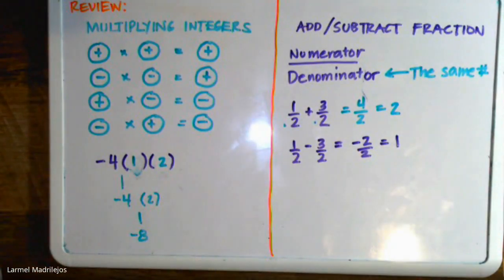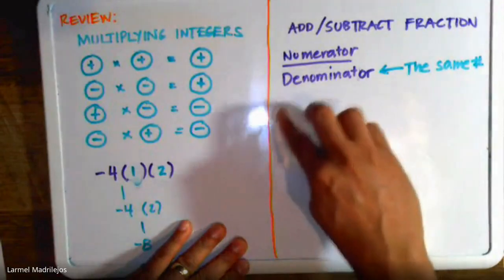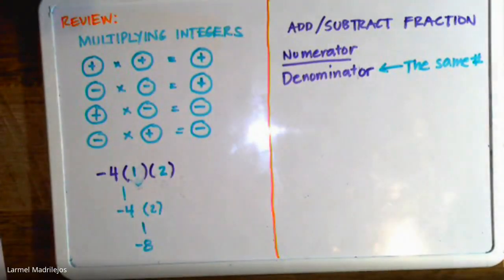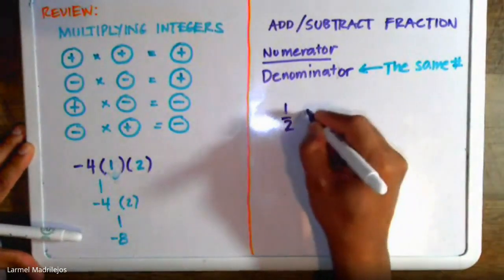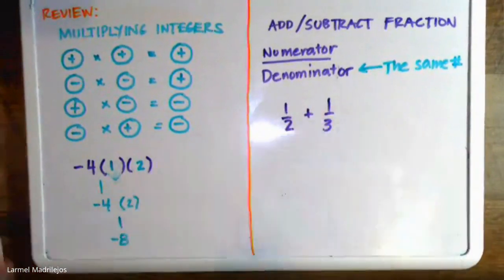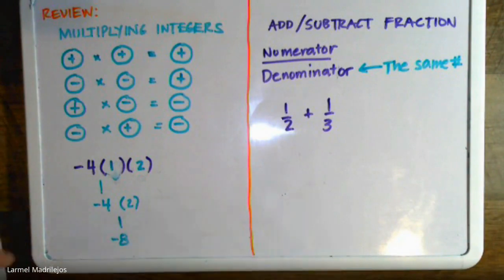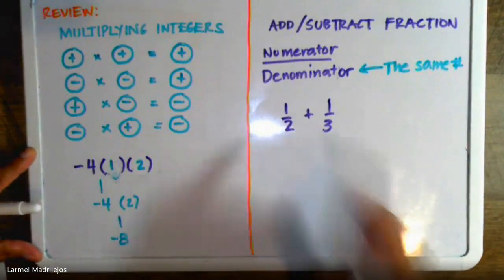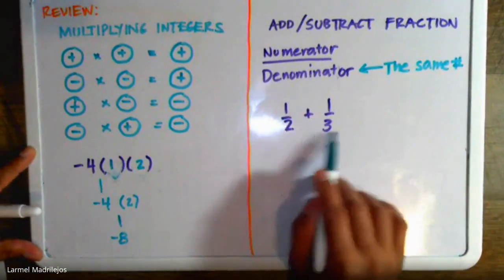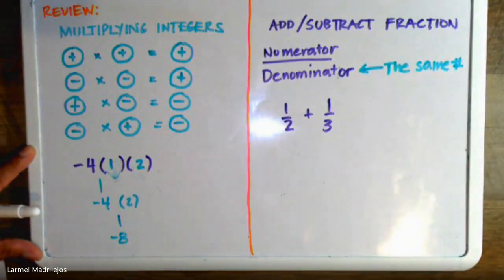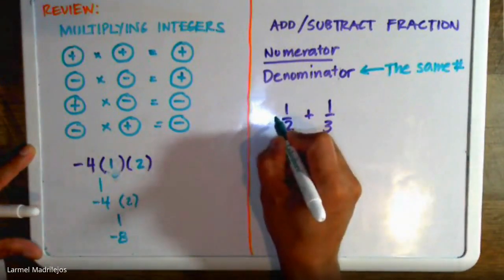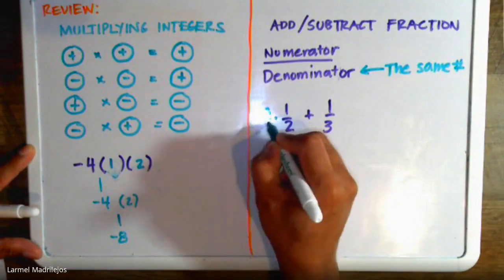Now the question is, what if they are different? If they are different, we need to do one more step. Let's say 1/2 plus 1/3. We need to get what we call the common denominator. The same denominator. To make them common, the number will be 6. So you need to multiply 2 times 3. That makes 6. So what you're going to do is multiply this number by 3 over 3.